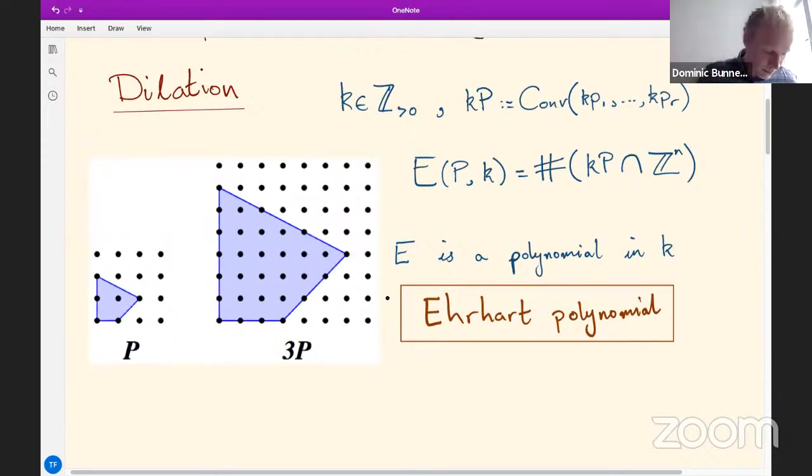We're going to be playing around with polytopes in these ways. We're going to take a polytope, we're going to be scaling it, and we're going to be interested in the lattice points. And this is what now we're coming on to: normality of a polytope.